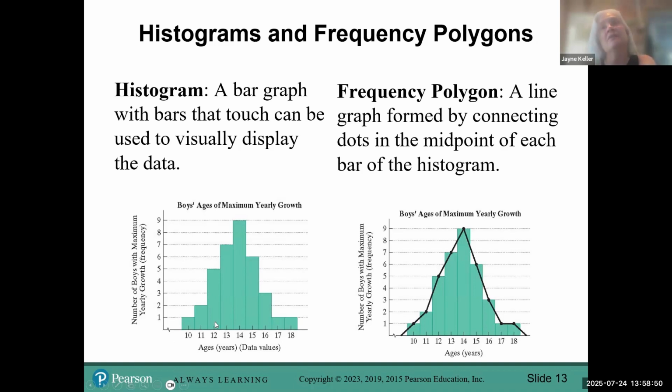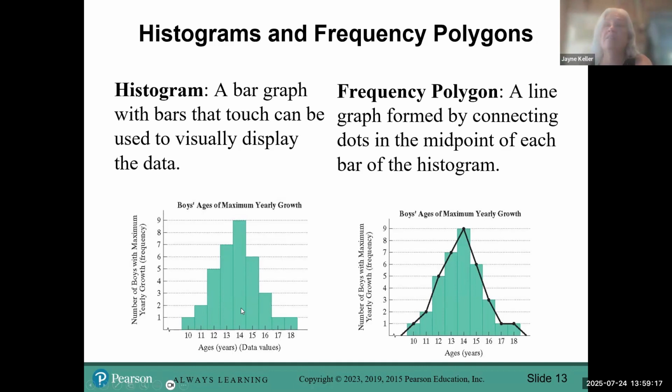And the nice thing about this is if the graph is done well, you can really see the trends, I think more clearly than you can when you're just looking at the table. But you also have the number, so you can look at, let's see, for 11 years old, how many were there? Okay, 2. So you don't lose any information by creating a graph out of it.